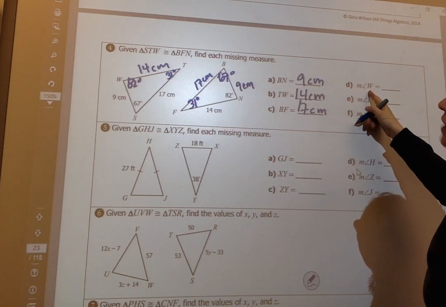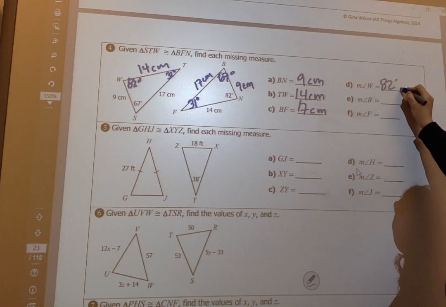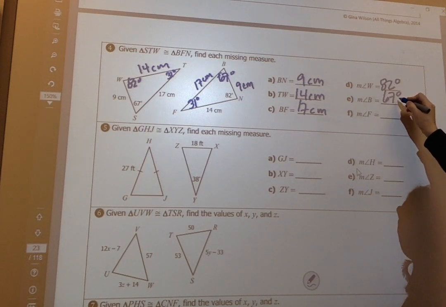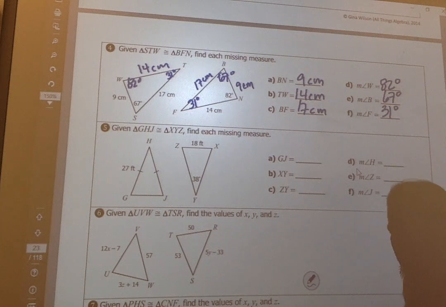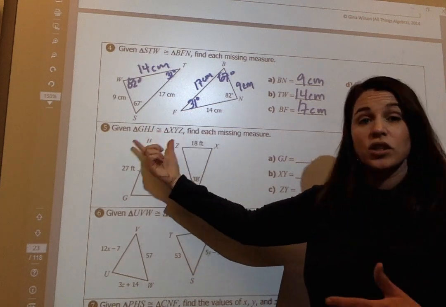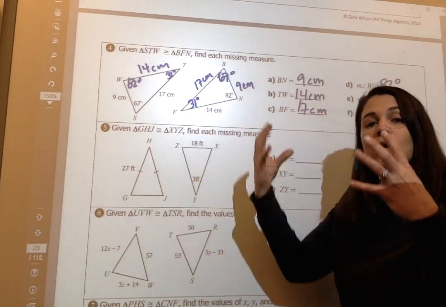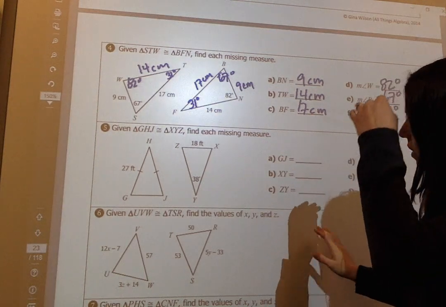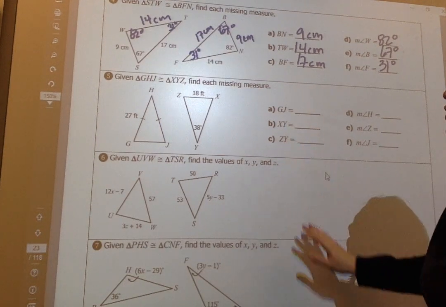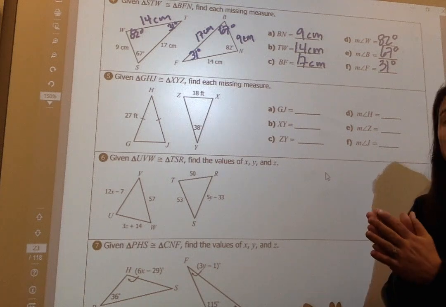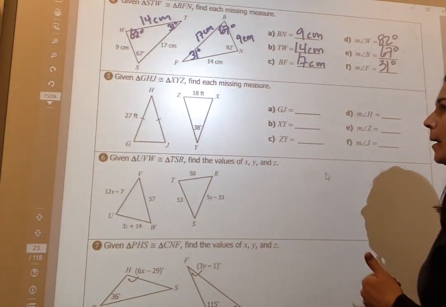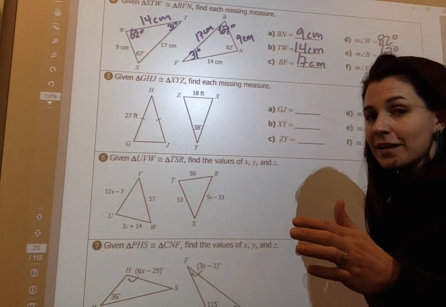I know that angle W is going to be 82 degrees. I know that angle B is 67 degrees, and I know that F is 31 degrees. So all I've done is I'm just looking at my Big Daddy statement, and I'm drawing from that those corresponding parts. So see if you can do number 5 on your own, and I'll fill in the blanks for you. And if we're not getting the same thing, then come and see me. So pause it, and now you're back.